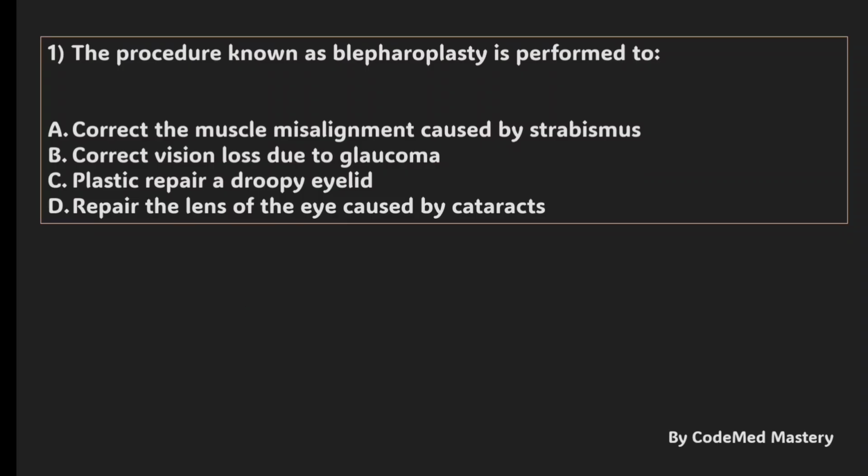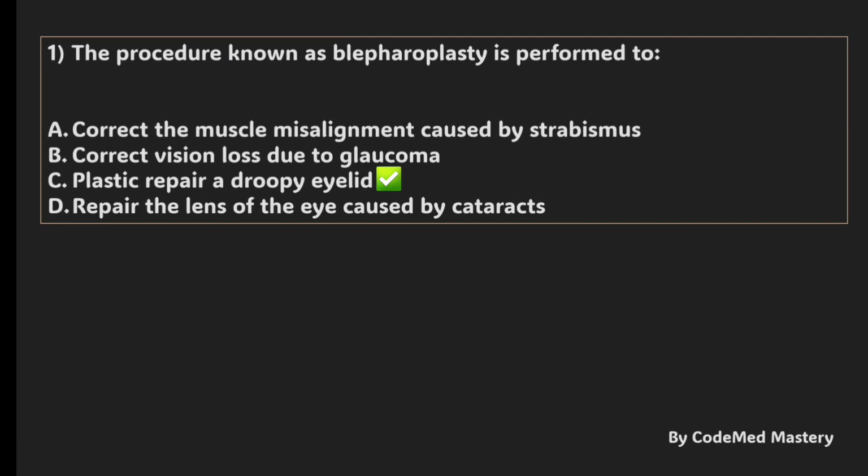First question. The procedure known as blepharoplasty is performed to: Option A, correct the muscle misalignment caused by strabismus. Option B, correct vision loss due to glaucoma. Option C, plastic repair a droopy eyelid. Option D, repair the lens of the eye caused by cataracts. And the right answer will be option C, plastic repair a droopy eyelid.